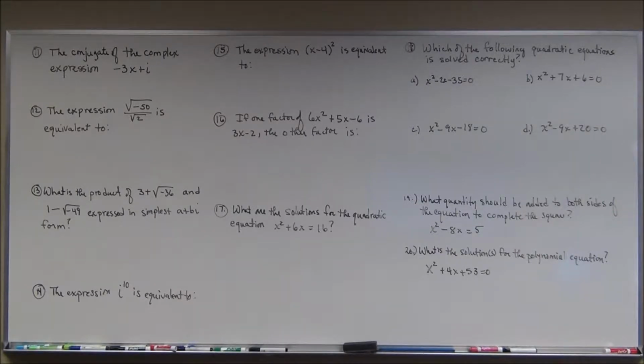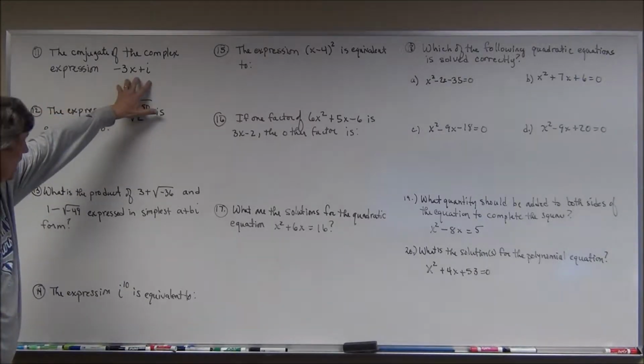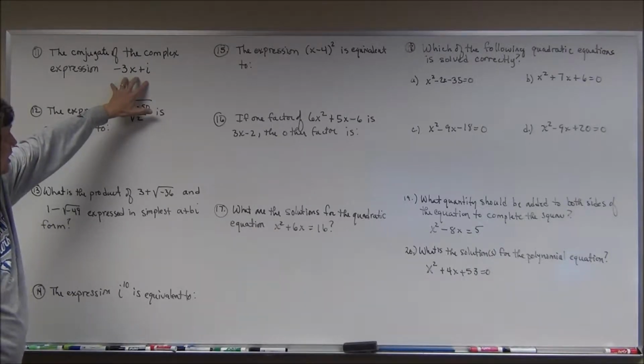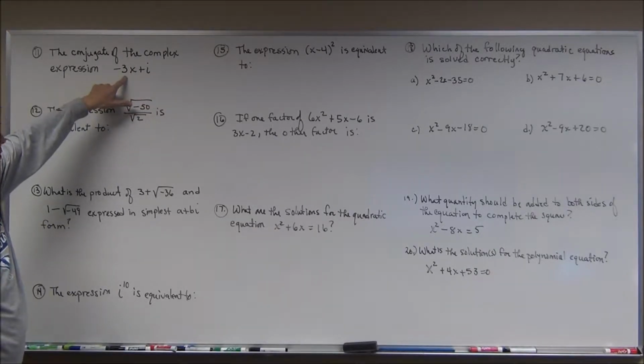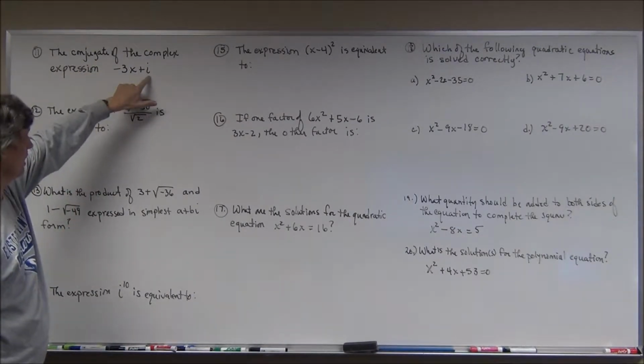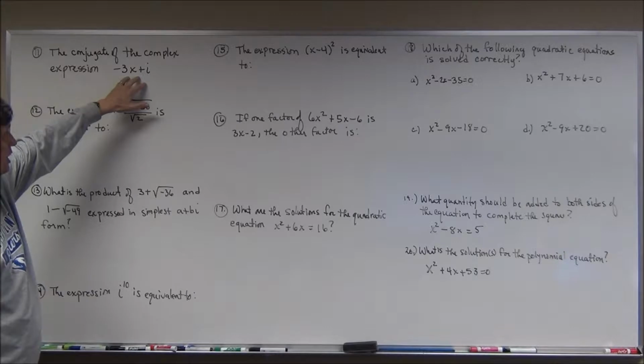All right, we're going to look at the next 10 problems on your review. It says the conjugate of the complex expression negative 3x plus i. The conjugate of a complex number or a complex expression that looks exactly like this, in a plus bi form, notice the real part first, the imaginary part second, a plus bi. All we do is we change the sign in the middle.